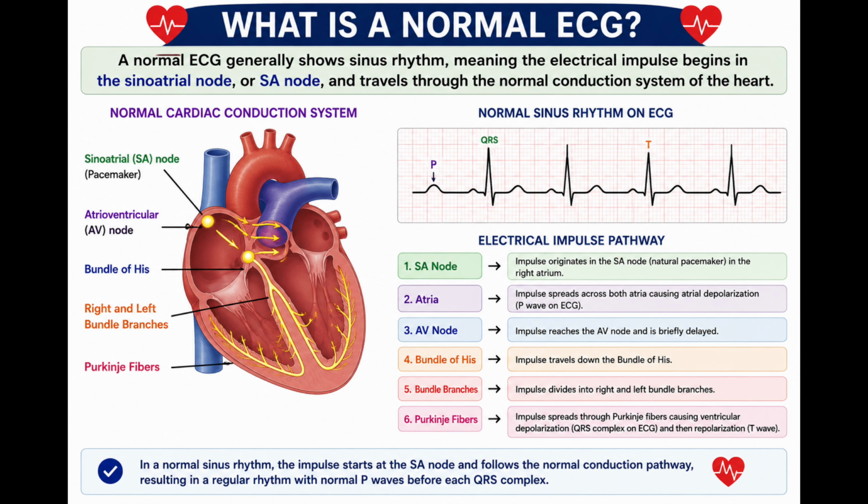What is a normal ECG? First, let's understand what we mean by normal ECG. A normal ECG generally shows sinus rhythm, meaning the electrical impulses begin in the sinoatrial node or SA node and travel through the normal conduction system of the heart. As nurses, our responsibility is not just to look at the ECG tracing. We should also assess the patient, check vital signs, consider the patient's symptoms and clinical conditions, compare the ECG with the previous tracing when available, and report significant or concerning changes according to our clinical protocol.